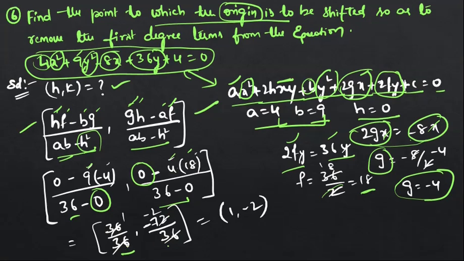Here one time 36 is 36, here 36 twos are 72. So here minus sign will come. Why? Because minus 4 into 18 is minus 72. So obviously you'll get minus 2. So this is the point to which the origin is shifted. So this is the point h comma k. Okay. So this is the formula you need to remember, right?